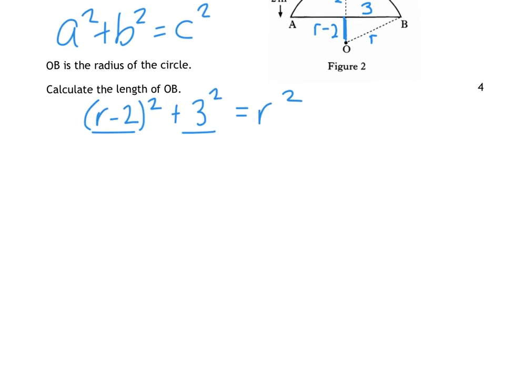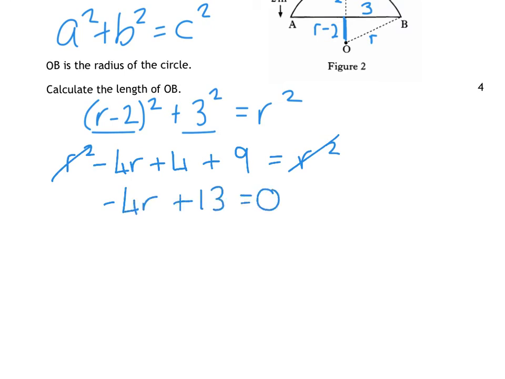So let's make some more room. To square out your brackets, if you need to, go do that at the side as 2 brackets. I'm going to go straight to the trinomial. So that gives me r squared minus 4r plus 4 plus 9, 3 squared is 9, equals r squared. Now from there, if I take the r squared to the left, you've got r squared minus r squared, it'll cancel out. If I take it to the right, it'll cancel out again. So basically, they cancel out. And you're left with minus 4r plus 13 equals 0.